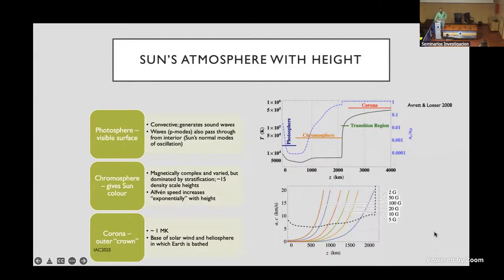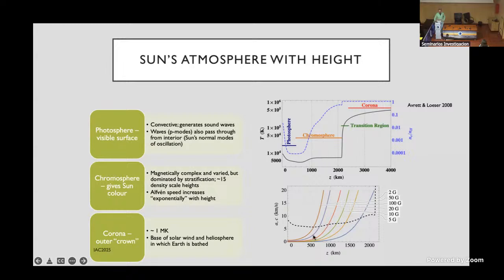So here's just a view of the solar atmosphere. Here's the temperature as a function of height in kilometers, from 0 up to 2000. Here's the transition region. We see the temperature is basically fairly constant. It doesn't change too much.